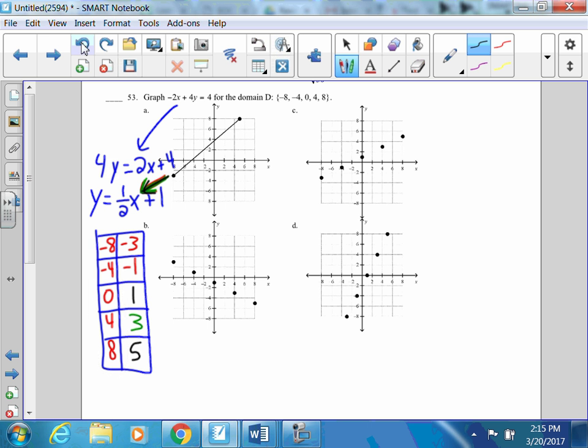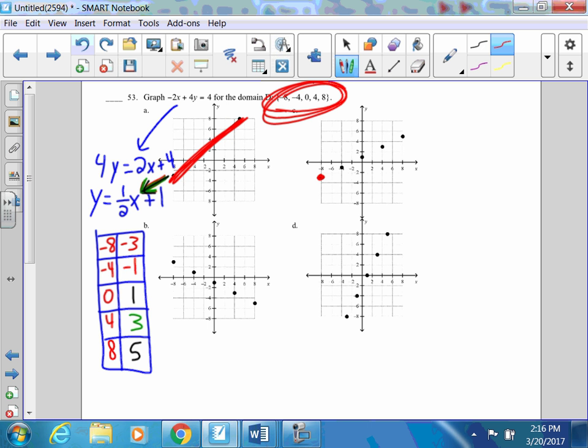So where do we see those points plotted? -8, -3. I believe that's right here. See -8, -3. The problem with this is everything is plotted, everything in between these numbers. The domain is only these numbers here. So that's why A is not going to be your answer. And it looks like the answer might be C up here.